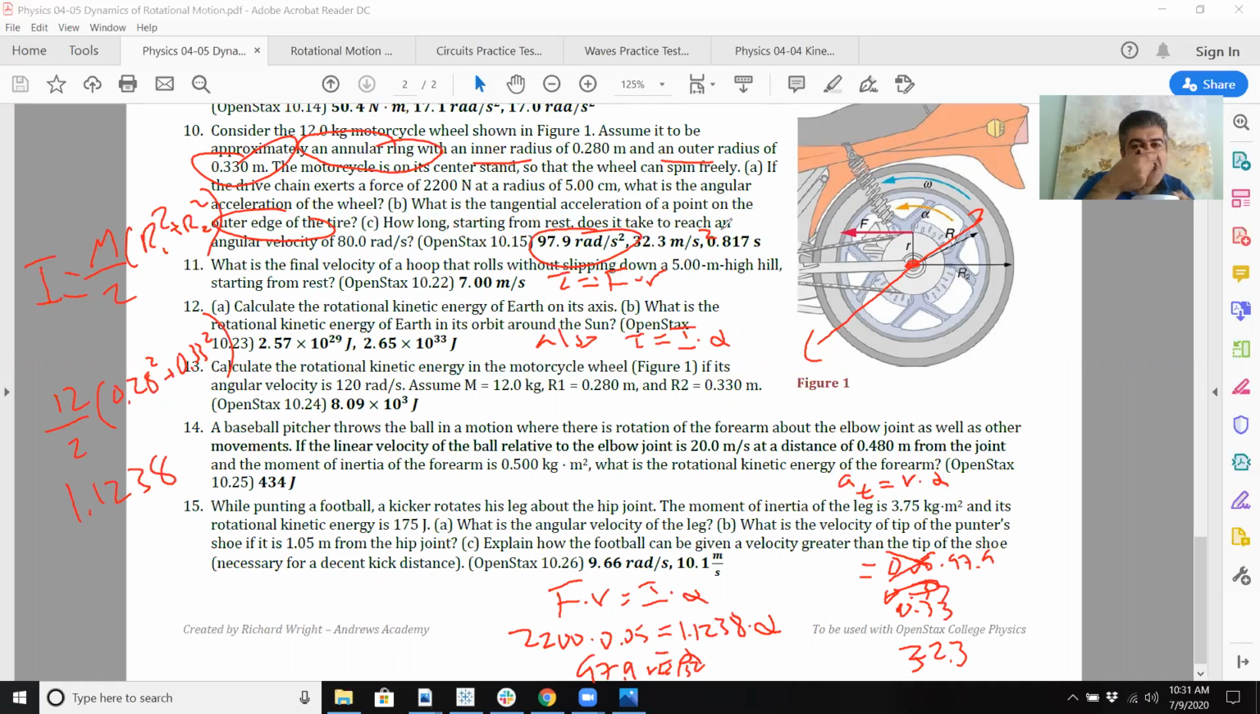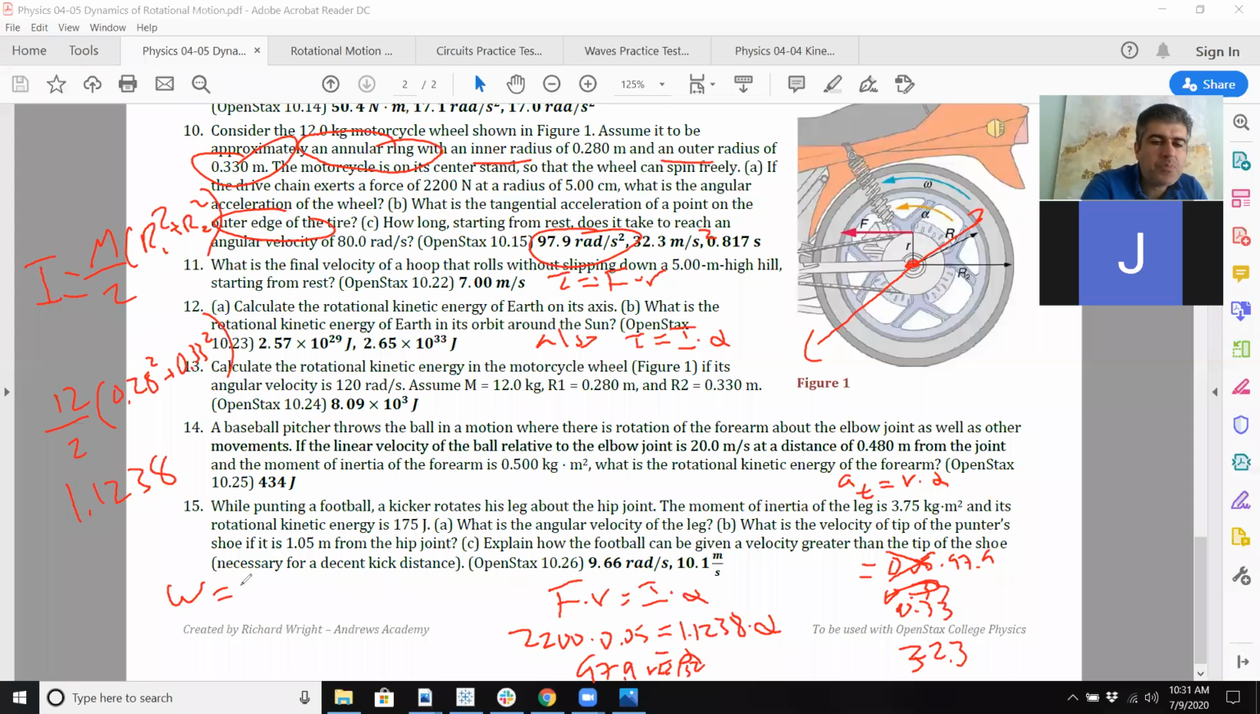Okay. Then, how long from rest does it take to reach an angular velocity of that? And remember, that's one of our kinematic formulas, going from rest at 0. You want omega. Your alpha is 97.9. You solve for t. That's it. You get about 0.817. So hopefully that makes sense.